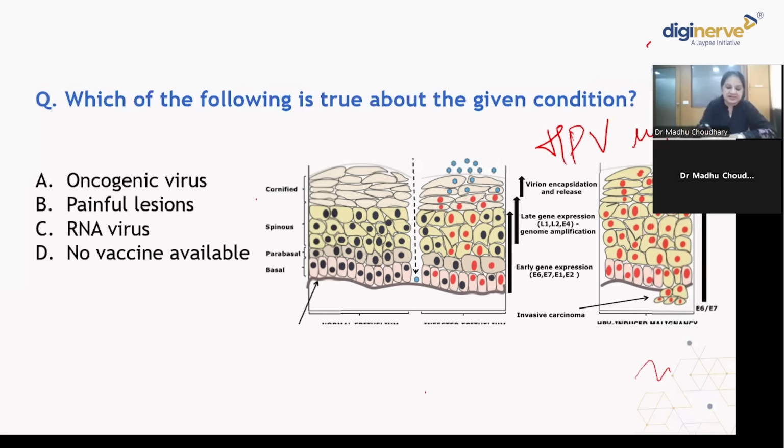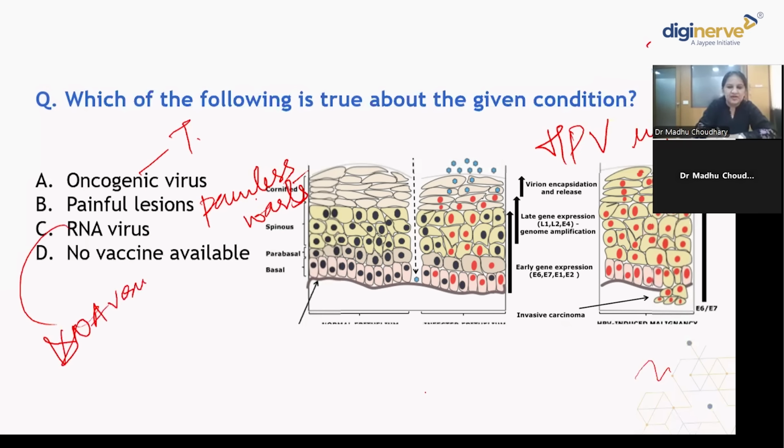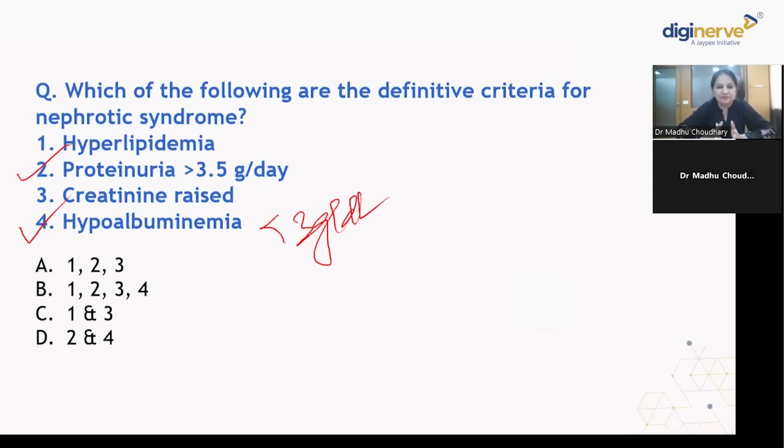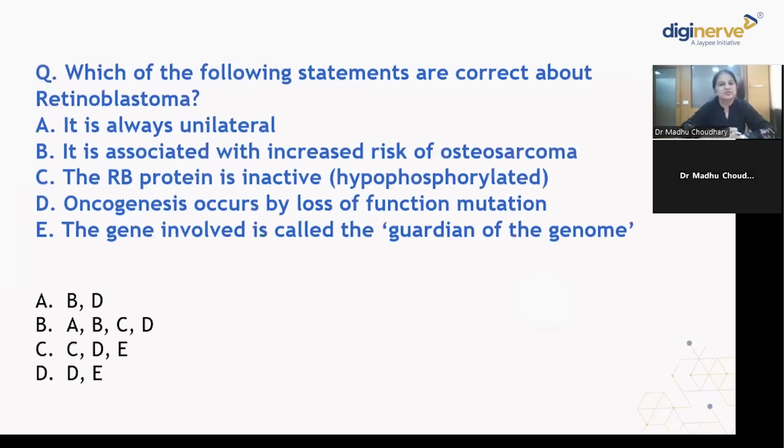Oncogenic virus, yes, true. Painful lesions, no. HPV produces painless warts. Is it an RNA virus? No, it's a DNA virus. No vaccine available? Incorrect. There is a vaccine available for HPV infection. I guess three questions were there from criteria: Jones criteria, rheumatic fever, and this one. So option 2 and 4 is the correct answer. Let's move on to the next question.